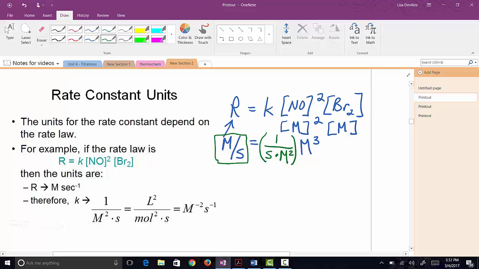There are a couple of different ways that you will see this expressed. Here's the way that I wrote it when I was working through the example. But you might also see it written this way, because molarity is moles per liter, so if it's in the denominator, it's liters over moles, and in this case, it's squared. So we would have liters squared over moles squared, and then times seconds in the denominator. Or the other way we can write it is molarity to the -2, which is the same as 1 over molarity squared, and then s to the -1, which is the same as 1 over seconds.